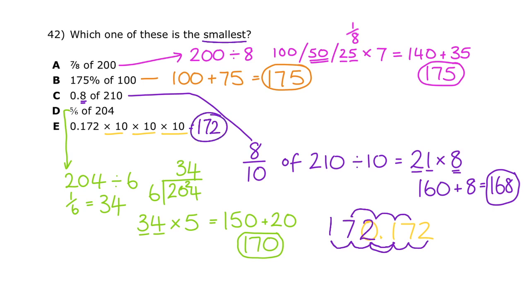Remember, we're looking for the smallest. Look at the answers we're given: 175, 175, 172, 168 and 170. 168 is the smallest number here, and this was the answer to option C, so this should be your answer here.